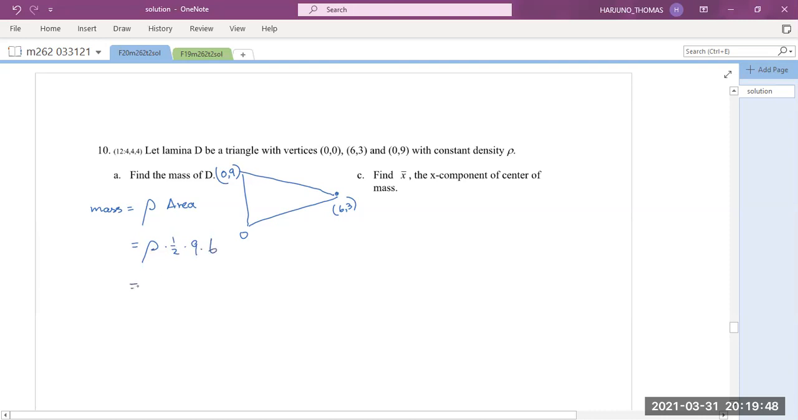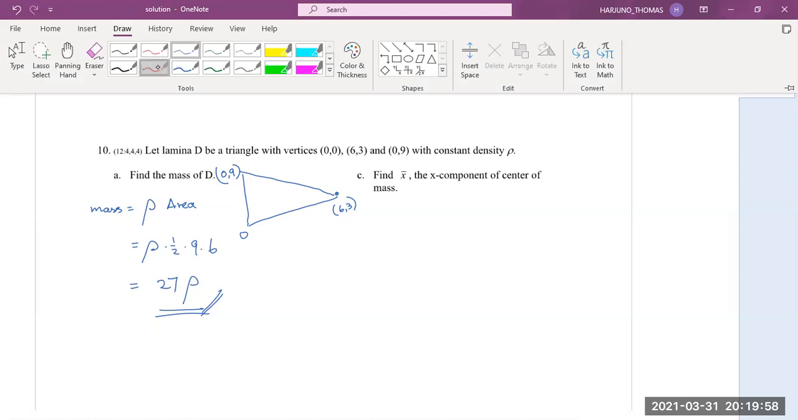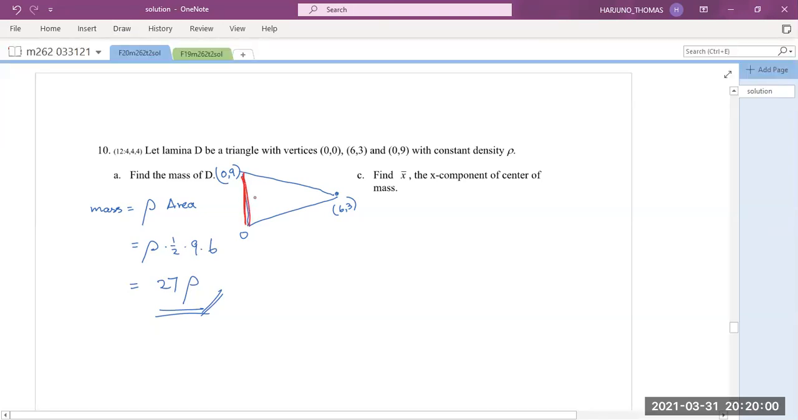I wonder if you understand what I'm doing here. It's base times height, right? Let me make my base here. The length here is 9 and the height is 6. That's the area of the triangle. Now, of course, if you want to work hard, you do integration. Some people like to work hard though, I understand. So that's the first method.